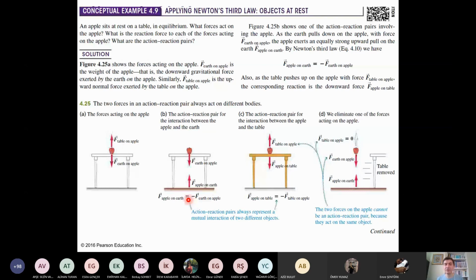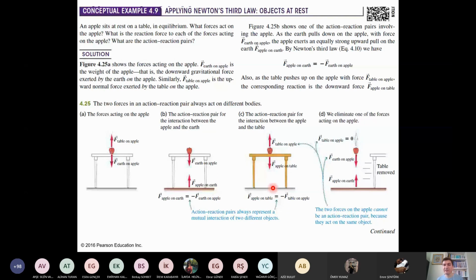So now let's have a look at C, the action-reaction pair for the interaction between the apple and table. This is the table. This is the surface of the table. And the apple applies a force on the table, right, due to the weight. The apple applies a force on the table, and as a reaction, the table applies a back force on the apple. So these are action-reaction pairs, and they have the same magnitude, but they have different signs, different directions.